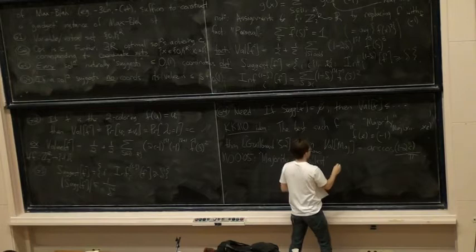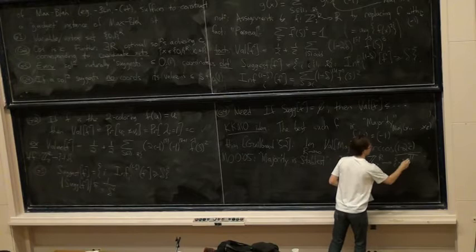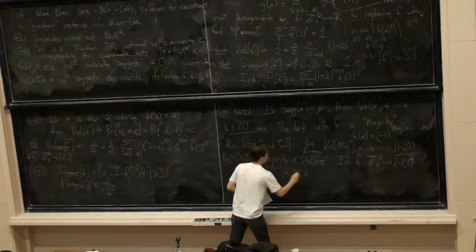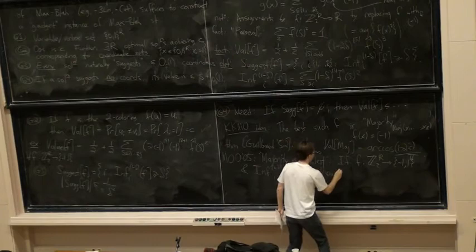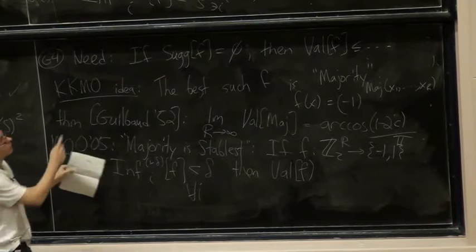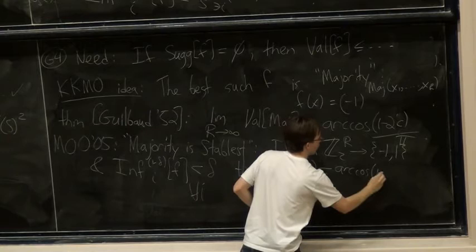And it's just this. So if f is a minus 1 function on the R-ary cube, and all of these influences are small, which is to say that the suggestion set is empty, for all i, then the value of this function f, i.e. the probability that f of u differs from f of v when they're chosen in this way, is indeed at most r cos 1 minus 2 c over pi plus little o of 1.